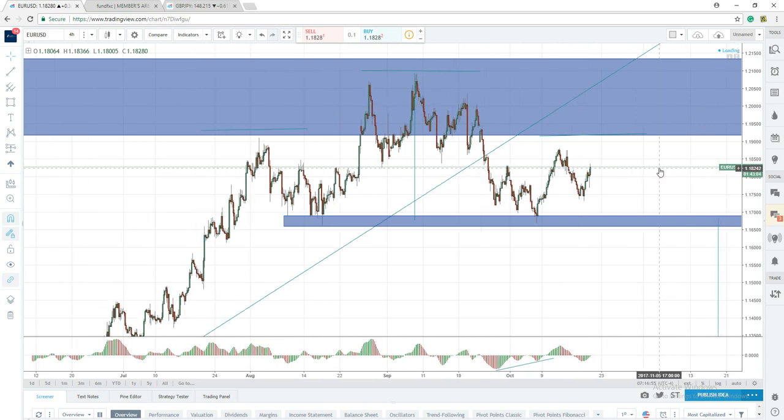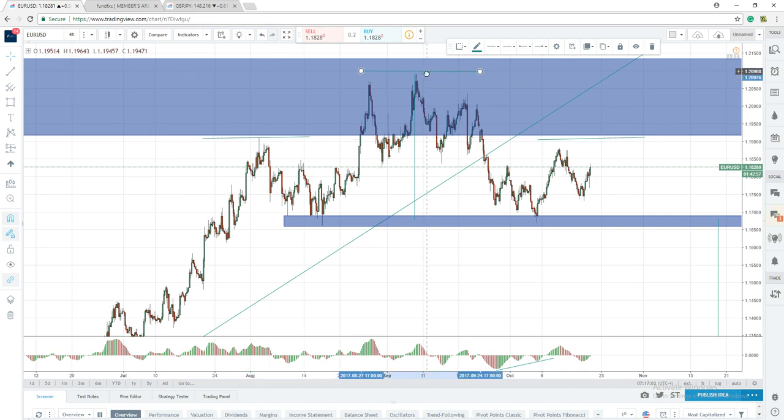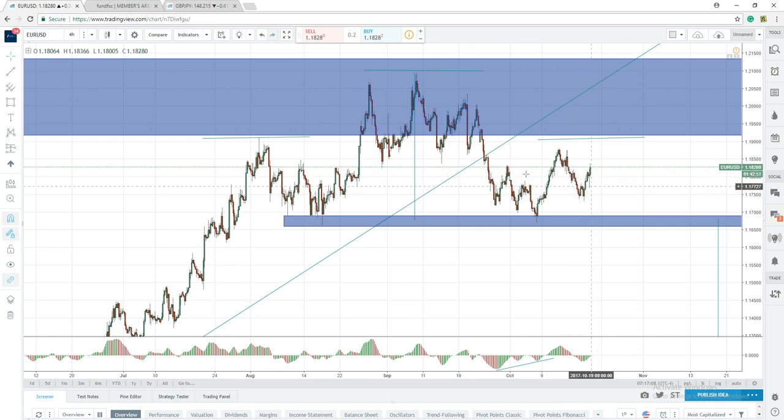Let's move that out the way a bit. There. Okay, so now we have a potential, as I said, a head and shoulder pattern. Now, what must we wait for on this here?